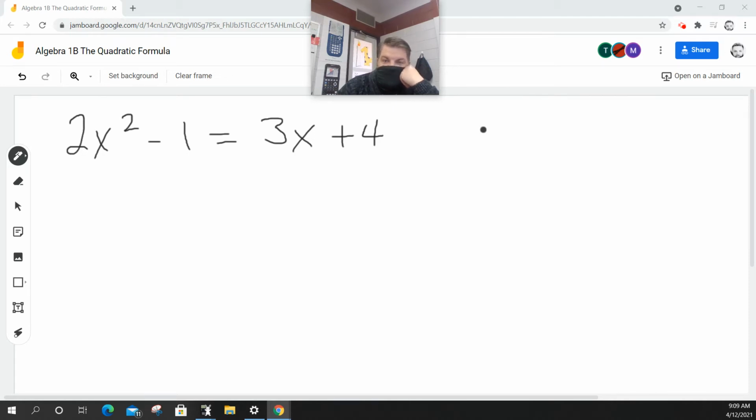As I look at this problem, I realize that it's not written in standard form. So, what do I got to do to make it look like it's in standard form? Can somebody help me? Well, there's nothing to expand. Well, what's our goal though? What do you notice between what I have written on the left-hand side and what's written on the right-hand side?